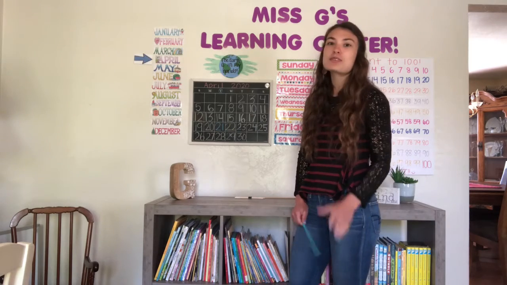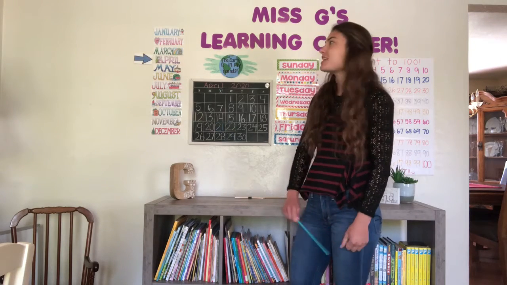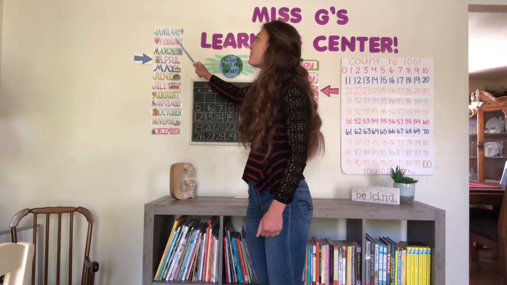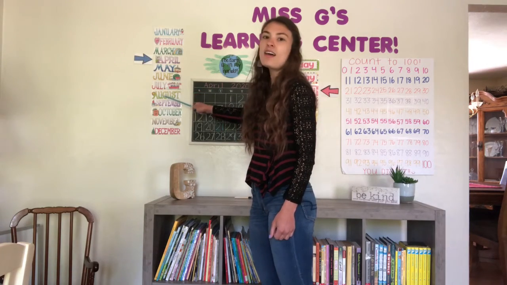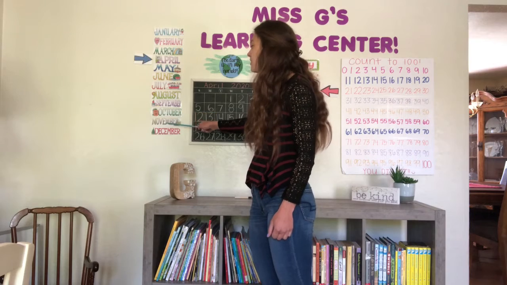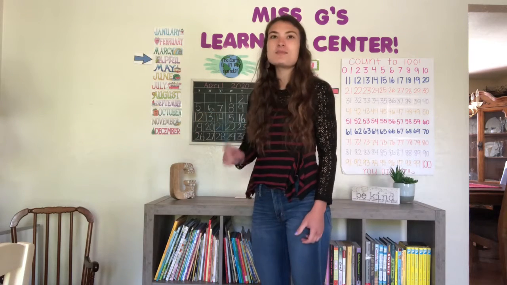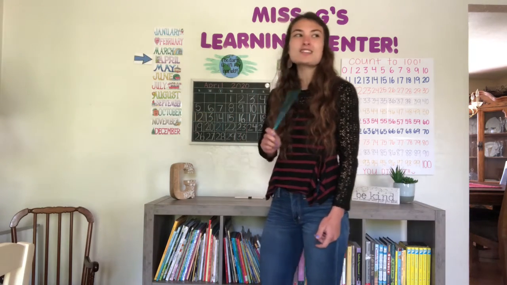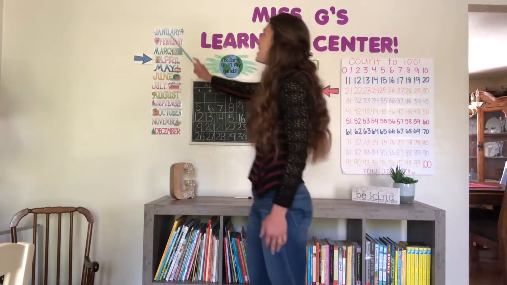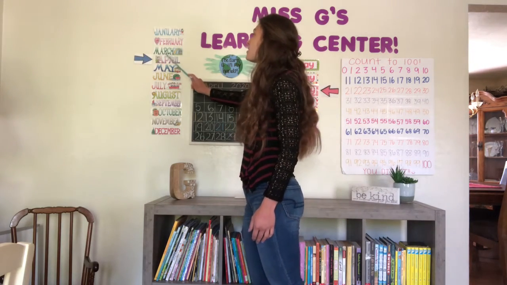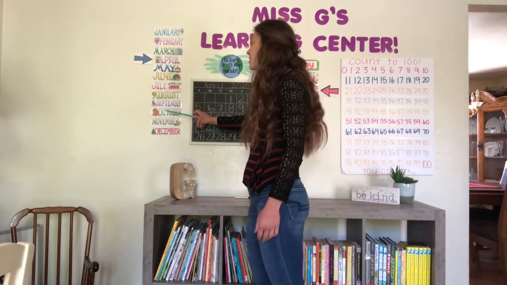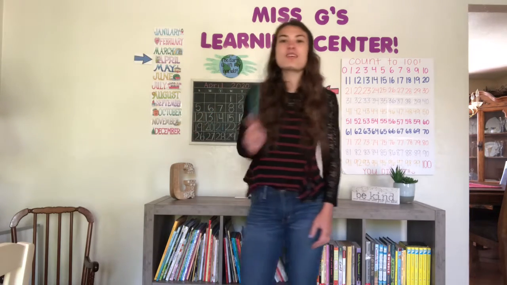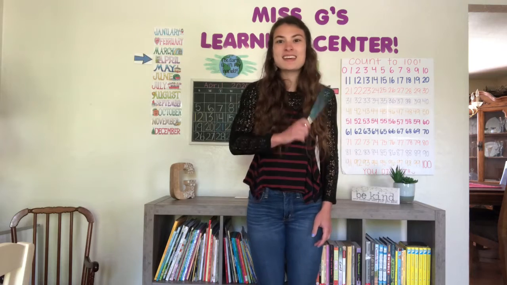Now let's do our song for our months of the year. Ready? January, February, March, April, May, June, July, August, September, October, November, December. Those are the months of the year. Good job. Let's do that one more time. January, February, March, April, May, June, July, August, September, October, November, December. Those are the months of the year.